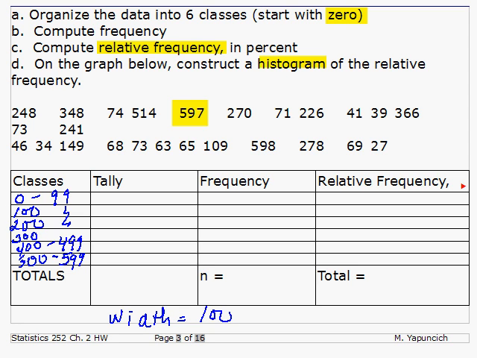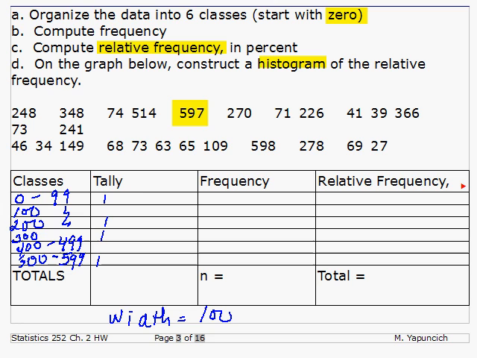Then for the tally, you go through and do the same thing you did before. Here I didn't bother with the class boundaries once you understand what's going on. So 248, obviously going to go here. 348 is going to go here. 74 is here. 514 is up here. And you work through all that, adding up, putting all your tally marks.